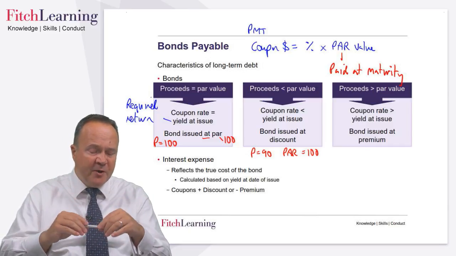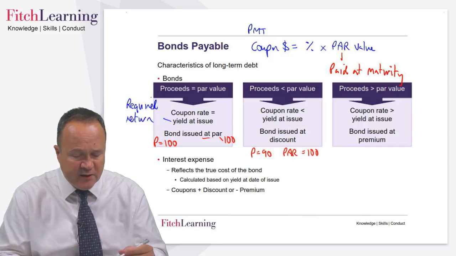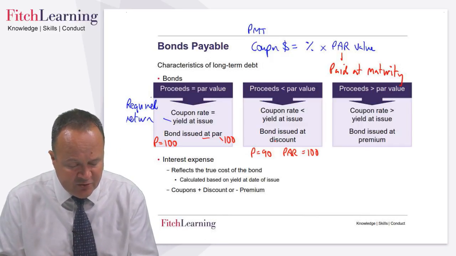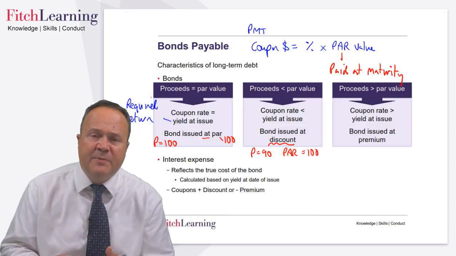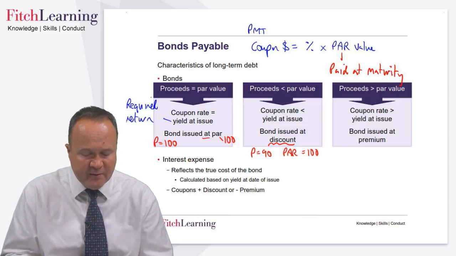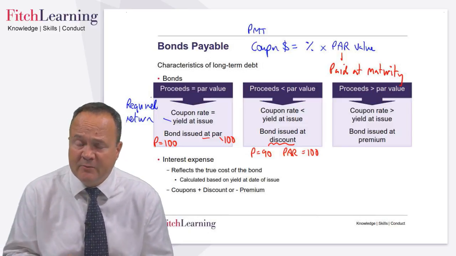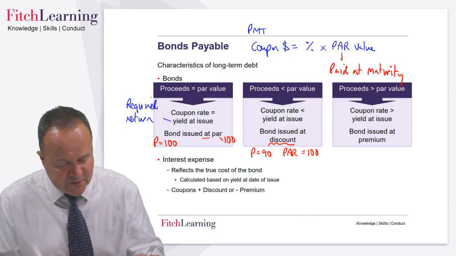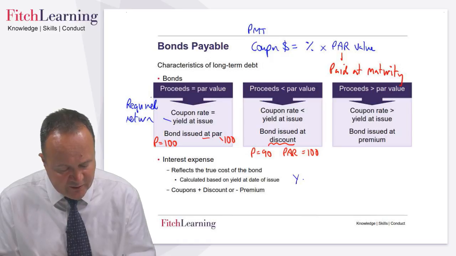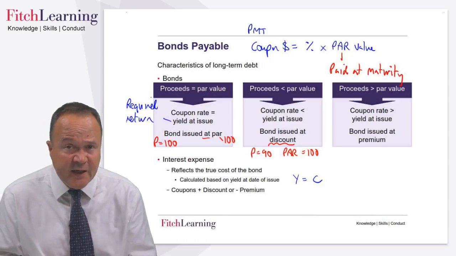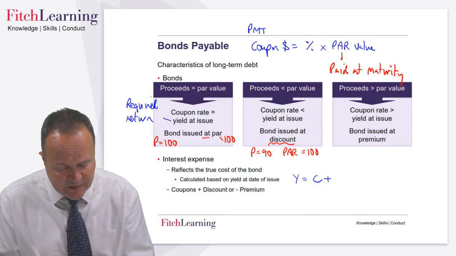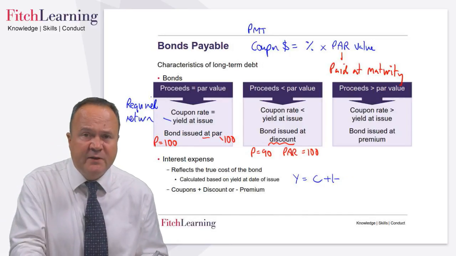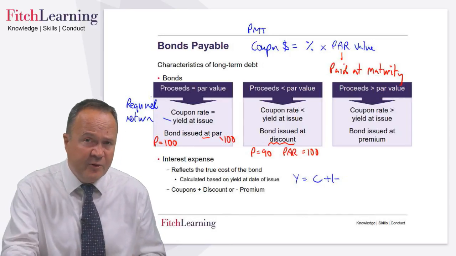So when you issue a bond below the par value, in CFA speak, we call that being issued at a discount. The discount being 10 here. And similarly, we could issue a bond above par, which we call a premium. So really, we can think of the investor's return, its yield, as being made up of the income, the coupon, plus or minus this discount or premium.